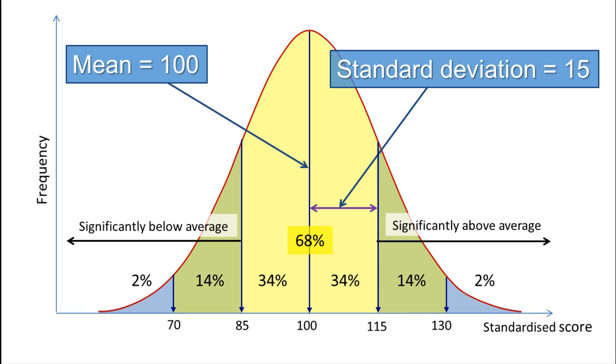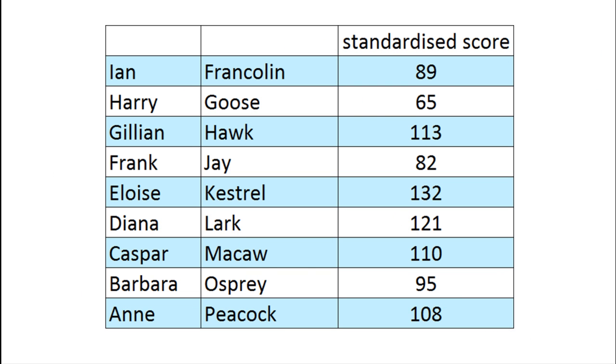And let's remind ourselves what that means. 68% of the population is in this central band, with standardized scores between 85 and 115. These are our average scores. Outside of that, we're significantly above average if we're over 115, and significantly below average if we're below 85. So let's look at a chart of standardized scores. We can see at a glance who is above and below average, and have an understanding of whether or not that is significant.